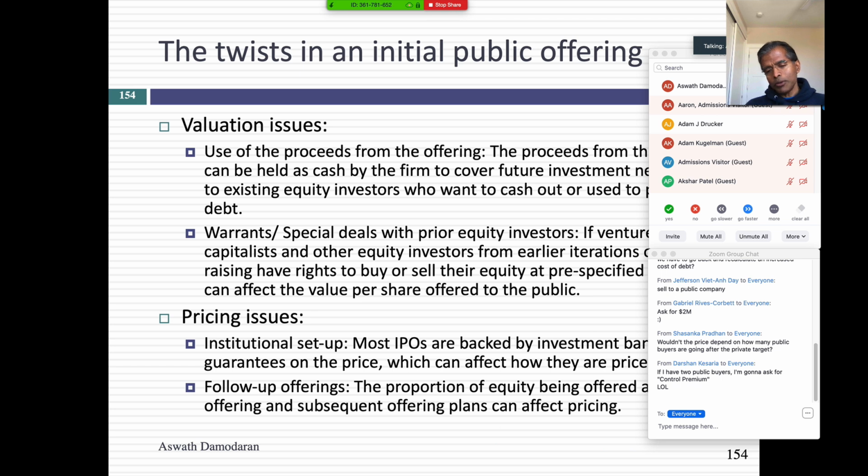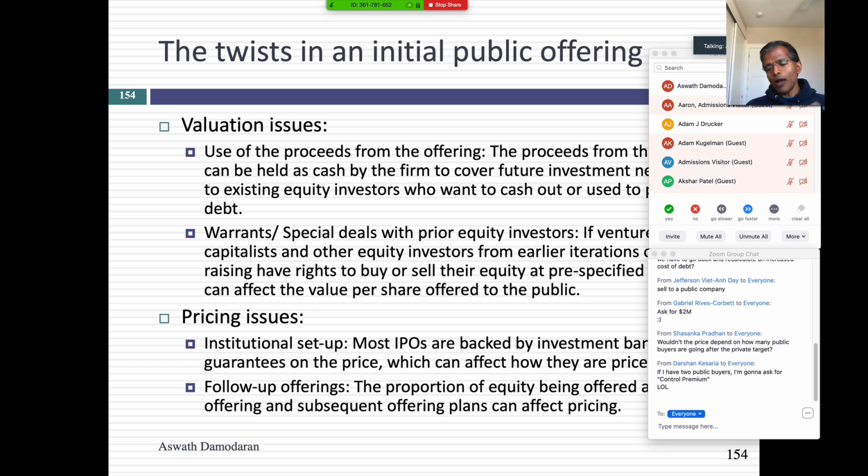You can value an IPO, and you can dance around the value as much as you want, but an IPO is a pricing game. You're pricing it, and the market has to buy that price. So it's a pricing issue. And the pricing is often done by investment bankers who offer you a pricing guarantee, an underwriting pricing guarantee. So what does that mean?